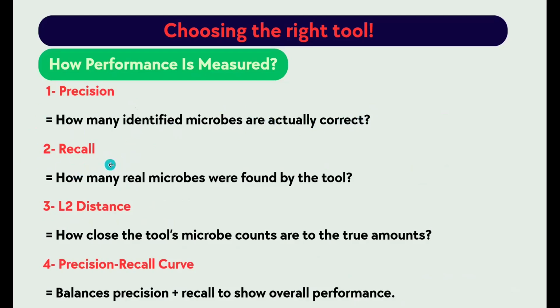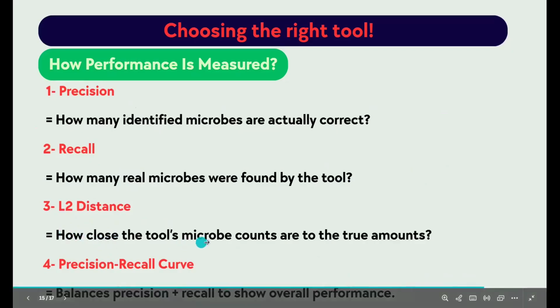The second one is the recall. We can ask, of all the microbes that really were there, how many did the tool successfully find? How many real microbes were found by the tool? The third one is the L2 distance. Did the tool get the right amount of each microbe? Not just names, but also how many of each. How close the tool's microbe counts are to the true amounts.